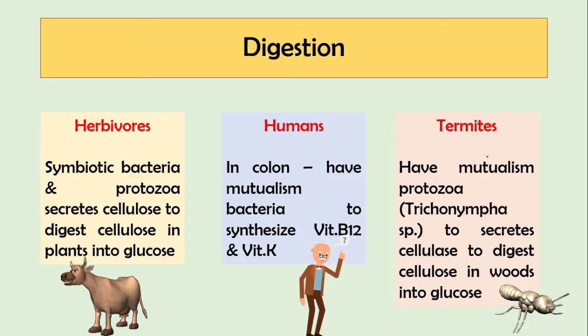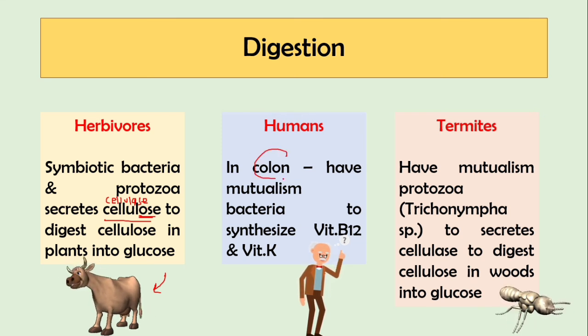Okay, some microbes will be used in digestion, such as in herbivores. In the stomach of the cow, the ruminants, symbiotic bacteria and protozoa will secrete cellulase. Cellulase is the type of enzyme that digests cellulose in plants into glucose.